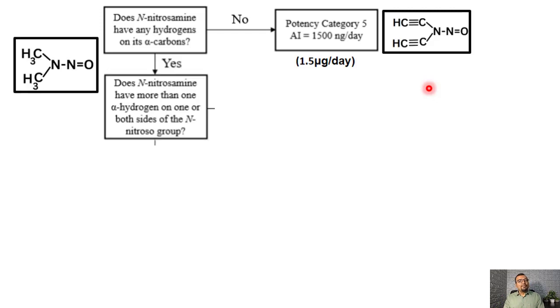But in case your compound has a hydrogen present on the alpha carbon, you can see in the given structure that this is the alpha carbon, and each alpha carbon has 3 hydrogen atoms present.